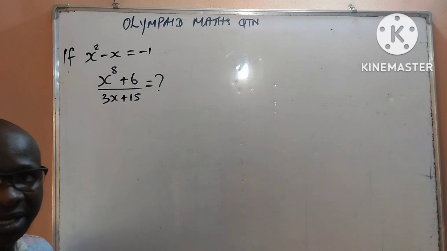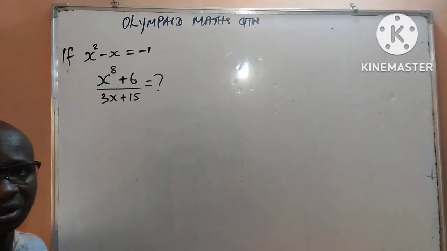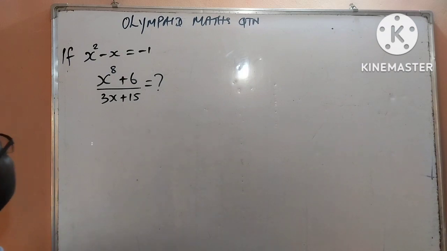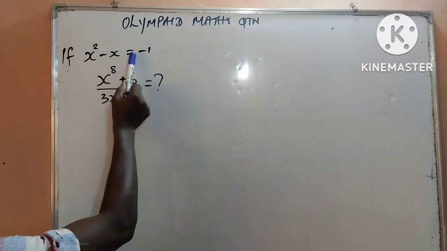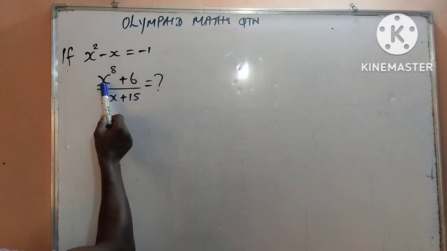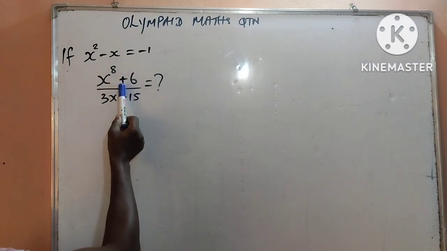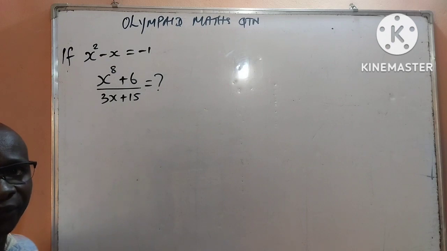In today's math class, we shall be discussing an Olympiad math question. And the sample question we are given here is: if x to the power 2 minus x is equal to 1, then we should find x raised to the power 8 plus 6 all over 3x plus 15.